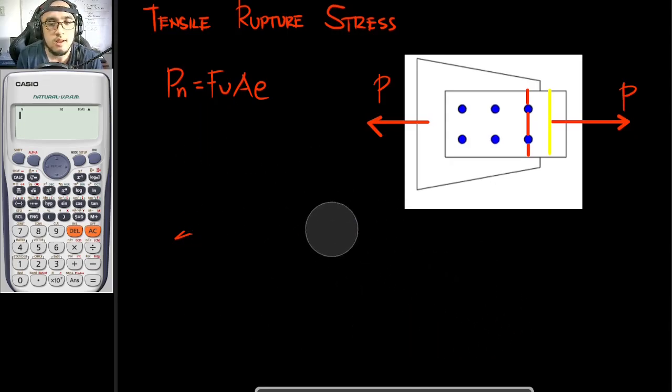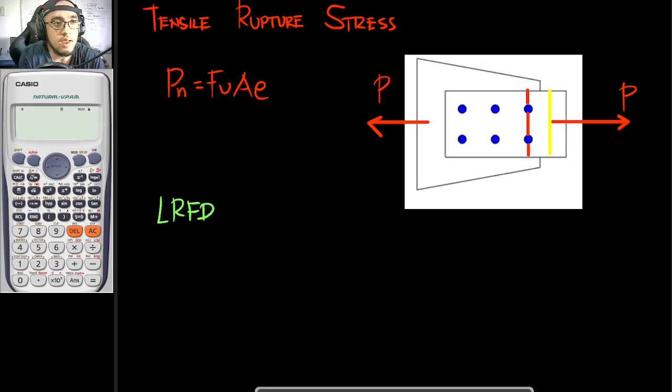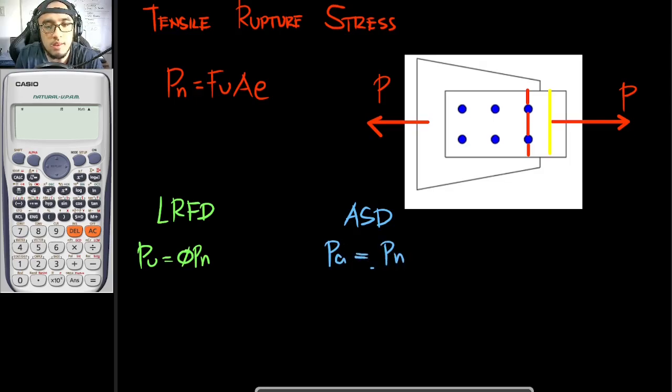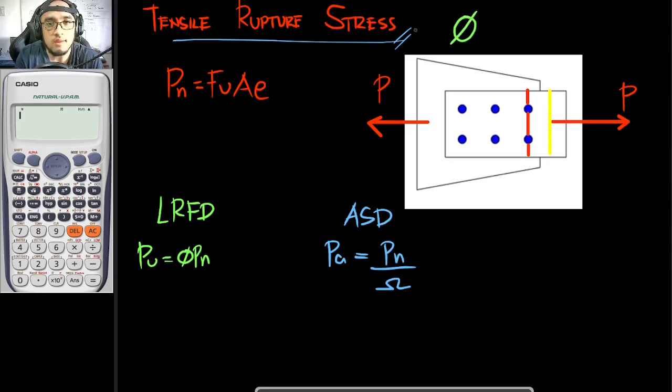Similar to the previous slide, we will also consider LRFD and ASD here. PU, or the design strength, is equal to phi PN, and for ASD, your PA, or the allowable strength, is equal to PN over omega. But the major difference between the tensile rupture stress and the cross-sectional yielding is that your phi in tensile rupture stress is equal to 0.75, and your omega in your ASD is equal to 2.00.